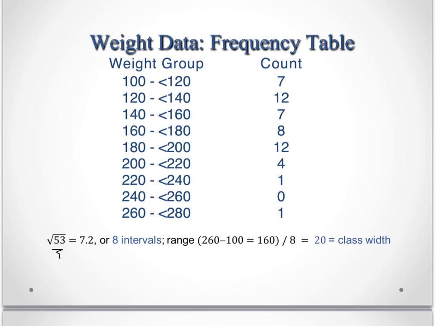Now I said that we're going to talk about not overlapping. This is what I mean by not overlapping. The first weight group goes from 100 up to, but not including 120, because 120 is included in the next one. The next one goes from 120 up to, but not including 140, because 140 ends up in the next one. You want to be very careful about that, because if you don't do that, you don't know if somebody has a weight that's right at the edge, which group to put it in.